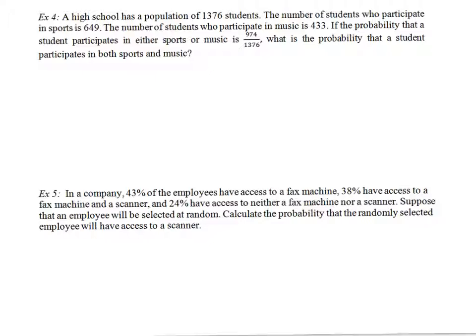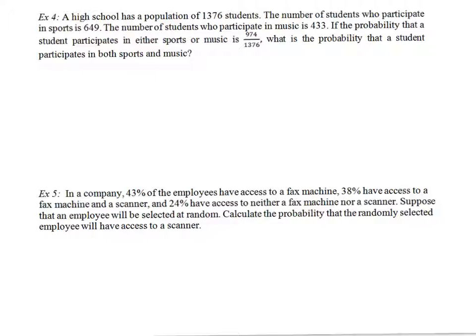In example number 4, it says that a high school has a population of 1,376 students. The number of students who participate in sports is 649. The number of students who participate in music is 433. And if the probability that a student participates in either sports or music is 974 over 1376, what's the probability that a student participates in both sports and music?